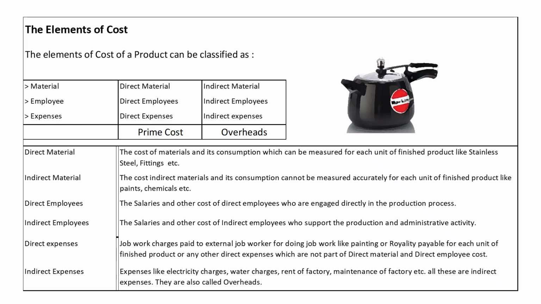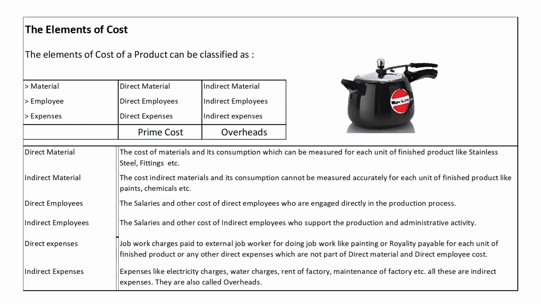Hi, let us understand how the cost of a product is classified under various heads known as cost elements. The cost of a product is broadly split into three categories: material cost, employee cost, and expenses. Material cost is further divided into direct material cost and indirect material cost.